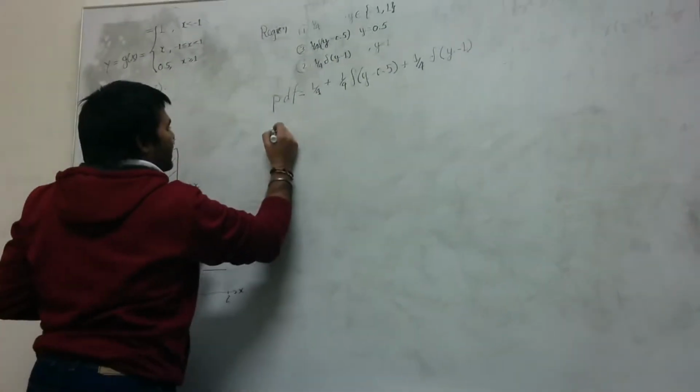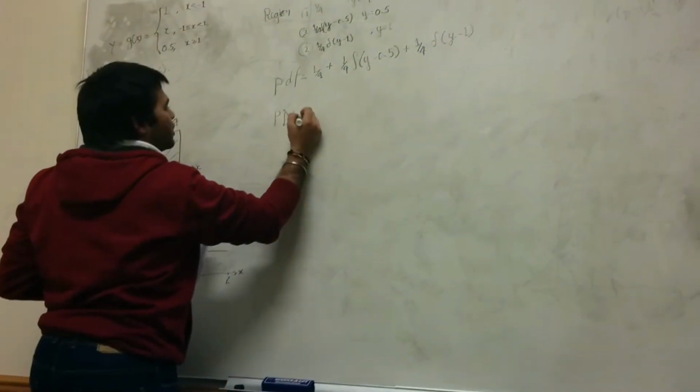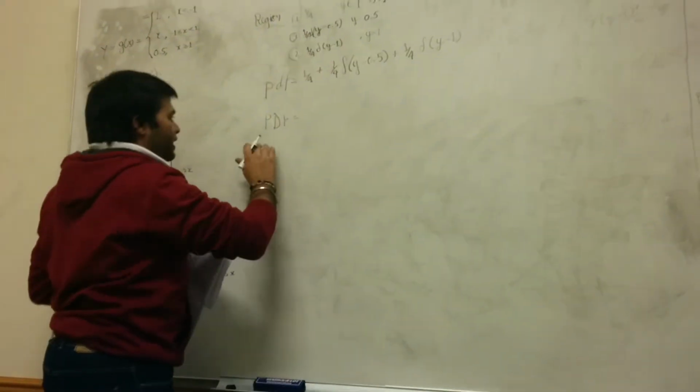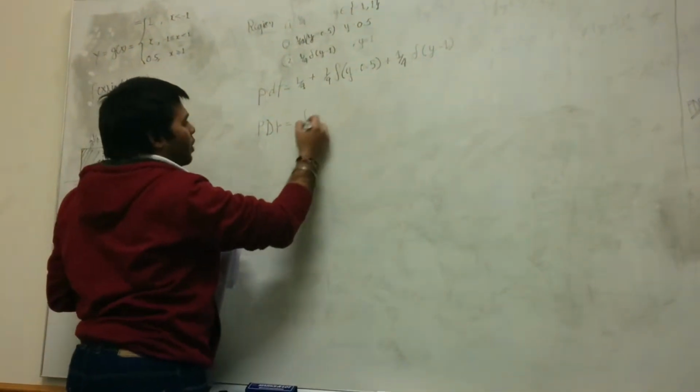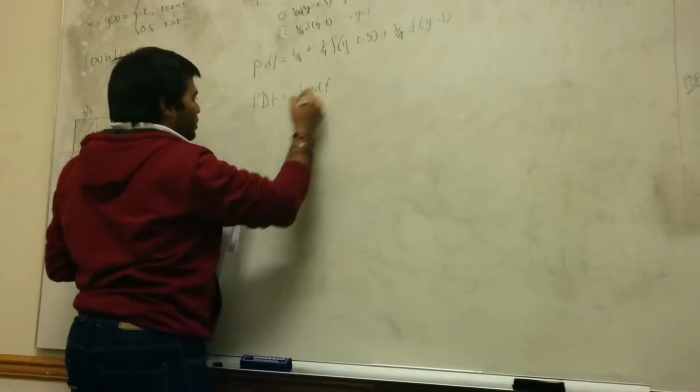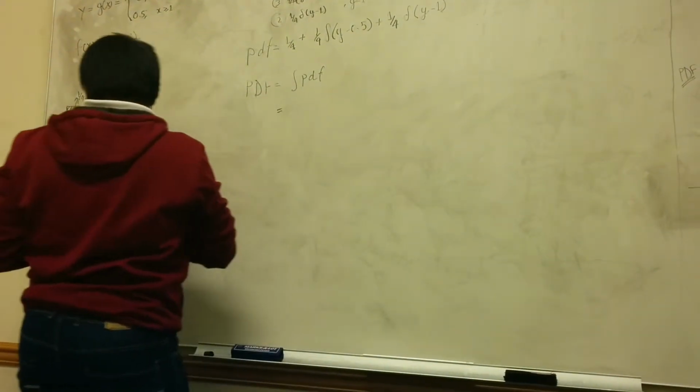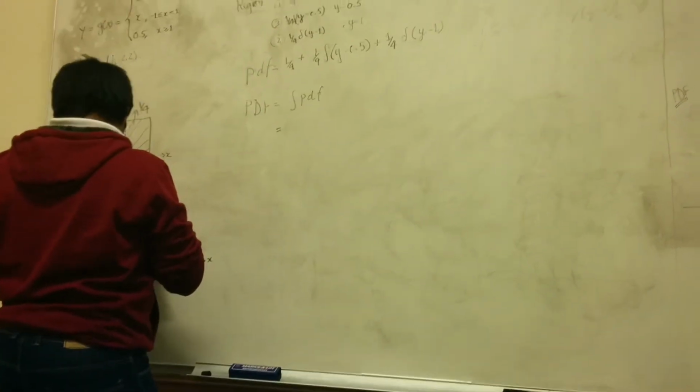Now we will calculate the probability distribution function. We know that we can get the capital PDF, that is the distribution function, by integration of the small PDF. So we would now integrate it.